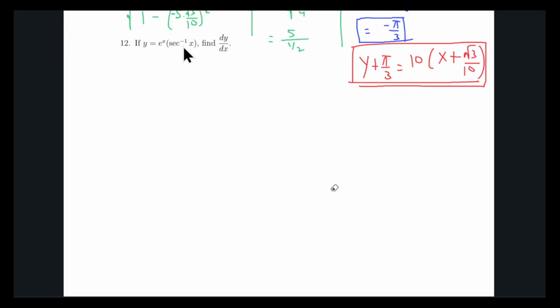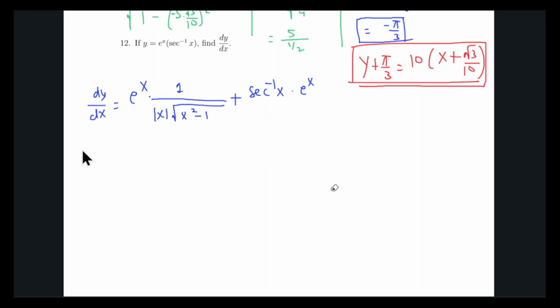e to the x multiplied by secant inverse x. So that's the product rule, of course. I'm going to use dy over dx will be equal to e to the x remains as it is. Derivative of secant inverse x is 1 over absolute value of x square root of x square minus 1, plus secant inverse x as it is, and derivative of e to the x is, it's like the most innocent function, right? It's just again e to the x. So the answer is e to the x.